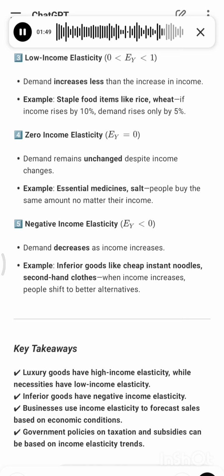Key takeaways. Luxury goods have high income elasticity, while necessities have low income elasticity. Inferior goods have negative income elasticity. Businesses use income elasticity to forecast sales based on economic conditions. Government policies on taxation and subsidies can be based on income elasticity trends.